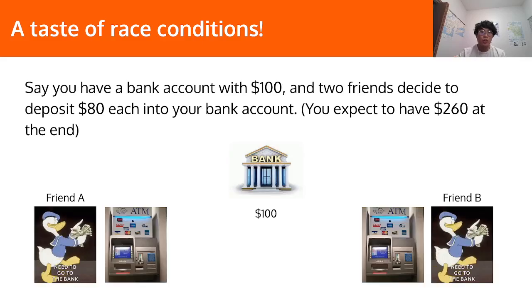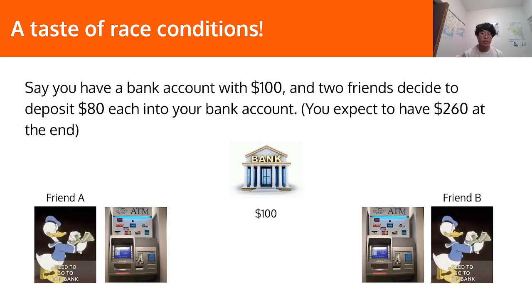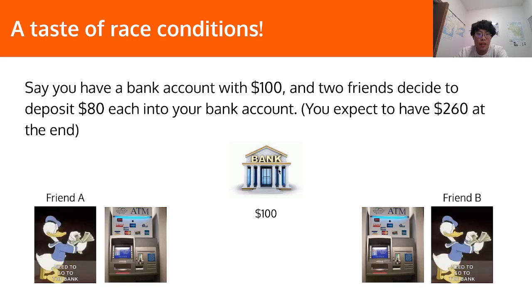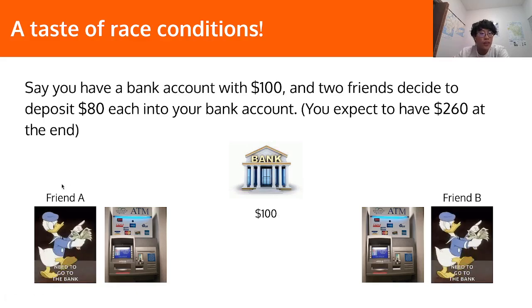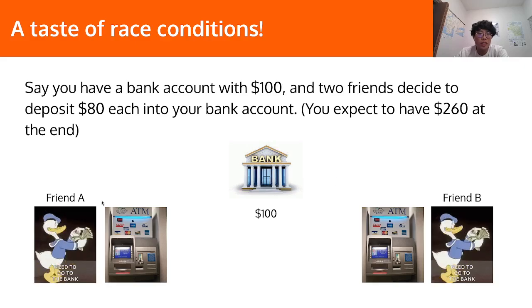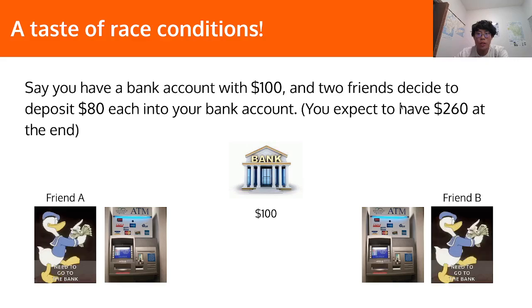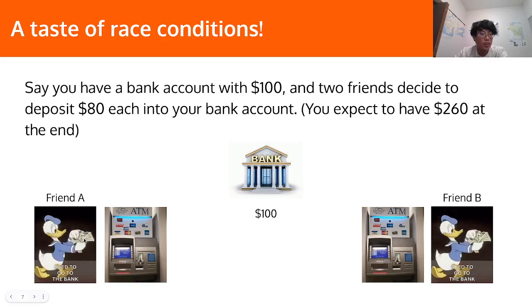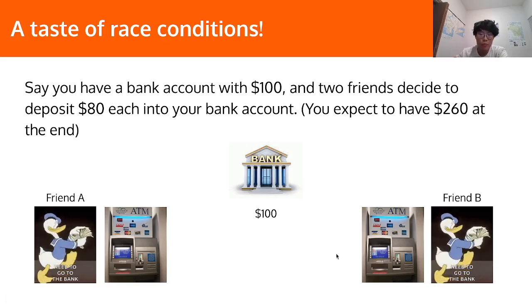So here we're going to look at a toy example of what can go wrong when we're writing multi-threaded programs. Let's say you have a bank account. Let's say this is a really terrible bank, and you have a bank account with $100 inside. That's your balance. Now you have two friends, friend A and friend B, and they both think, you are too poor, so we're going to give you $80 each. So you expect to have 100 plus 80 plus 80, which is $260 at the end of this whole transaction. Here we see your friends going to the ATM to deposit money for you.